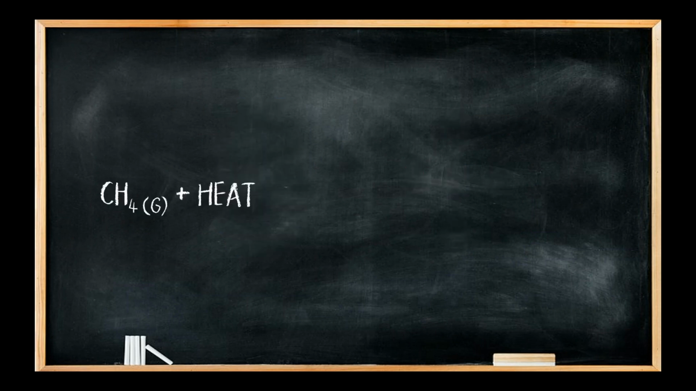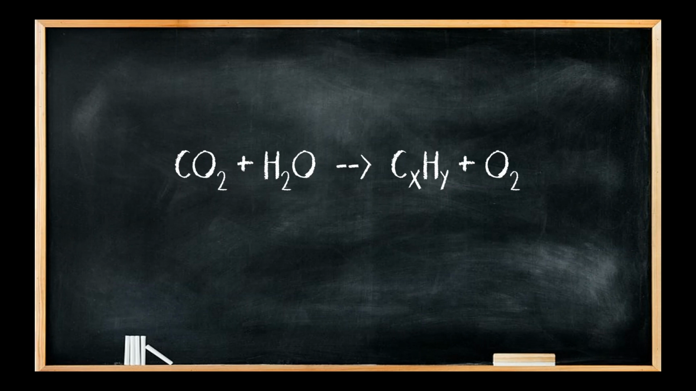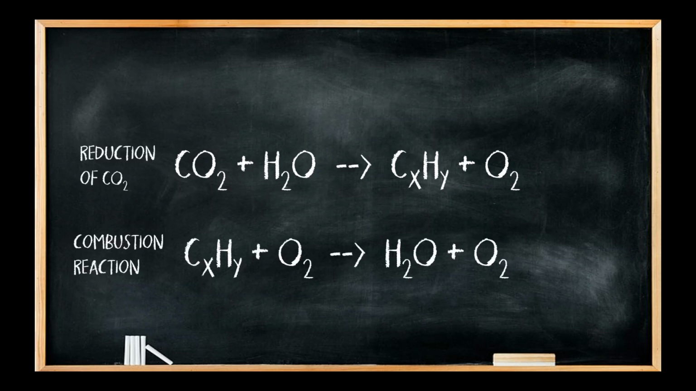When fossil fuels are burned, the hydrocarbons are oxidized, releasing the greenhouse gases carbon dioxide and water vapor into the atmosphere, which contribute to global warming. But what if we could reverse this process by using carbon dioxide to synthesize hydrocarbons and close the carbon cycle? This is the overall reaction for the reduction of carbon dioxide into hydrocarbons. Note that it is the opposite of the combustion reaction.